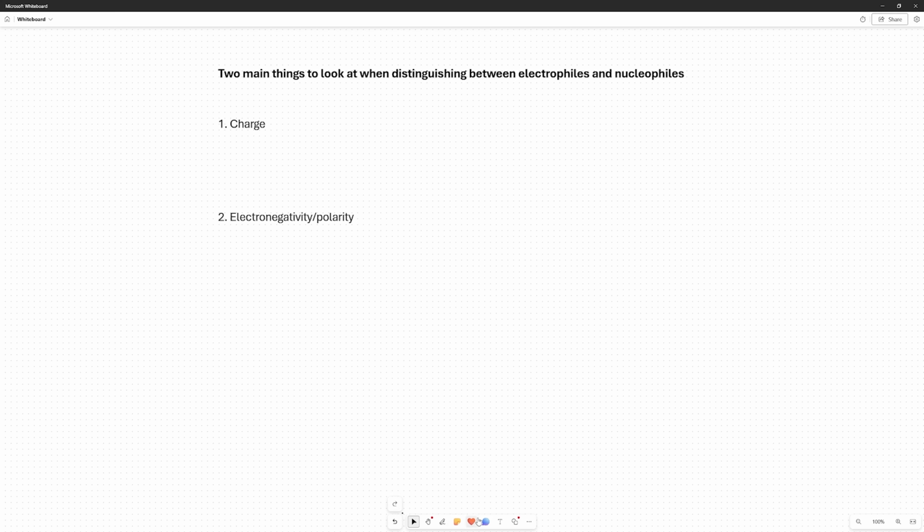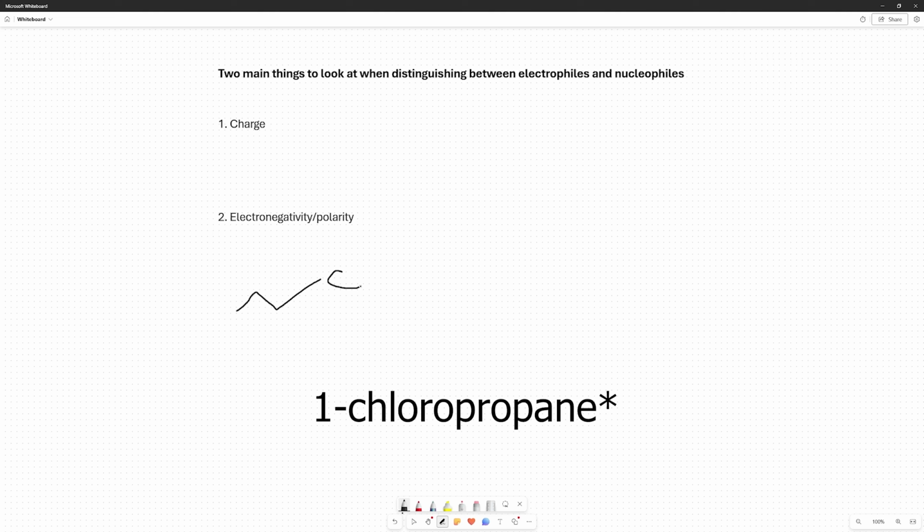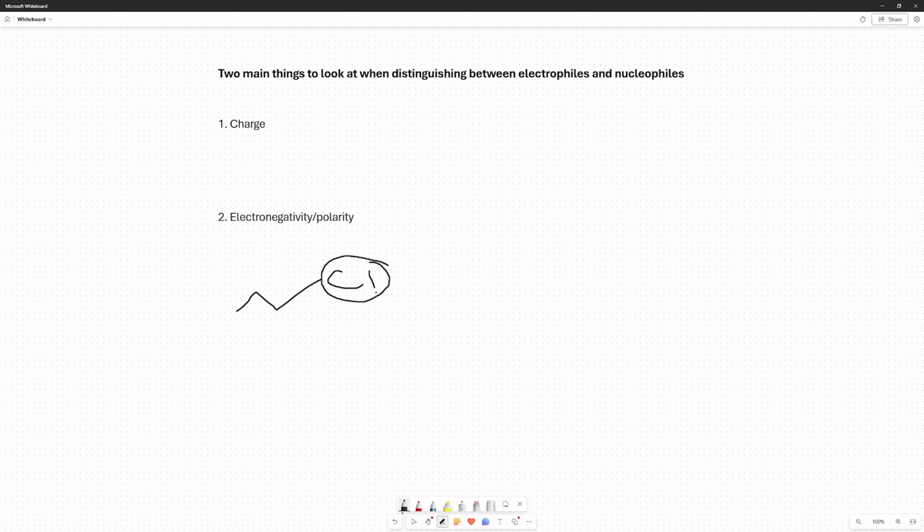The second thing is the electronegativity and polarity of any kind of species, and this can be applied to any sort of reaction that you're looking at, depending on the compound. So if you've got something like 1-chlorobutane, it's going to be nucleophilic at the chlorine, and it's going to be electrophilic at the carbon, because, even though it hasn't given up its electron, it's covalent, the chlorine is still hugging it closer than the carbon is.